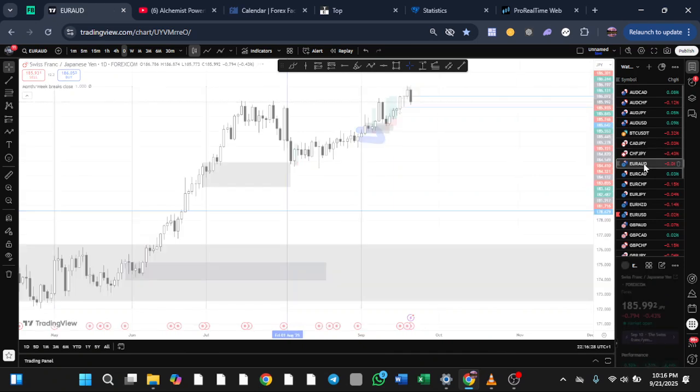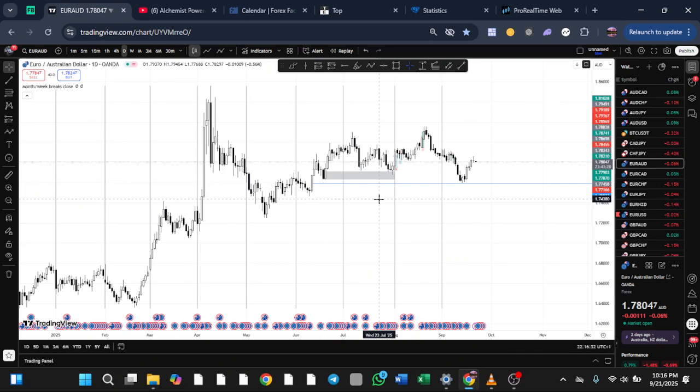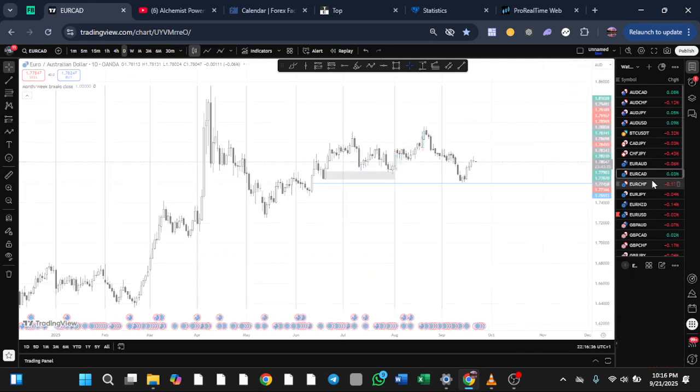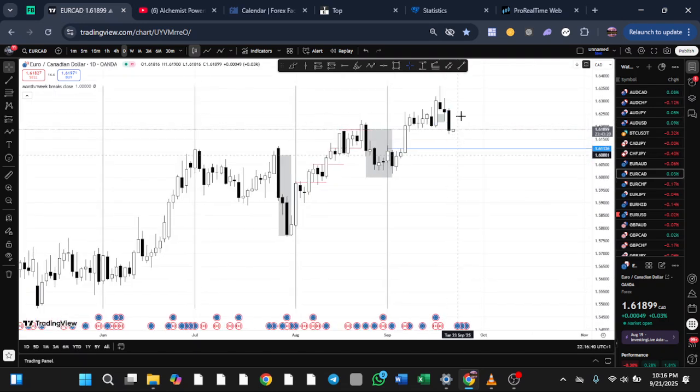So remember, the euro is strong, so if the euro is strong, is it stronger than Aussie? That is the question. It's not clean, so it's not my kind of setup. But euro Cad, then we can short this. There will be potential shorts from here down.